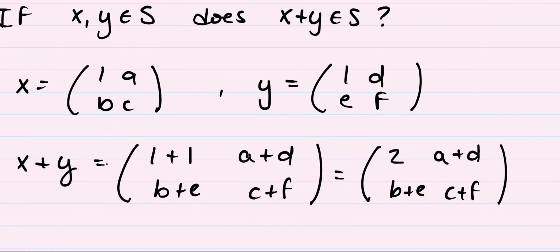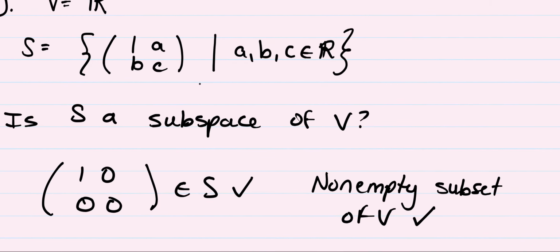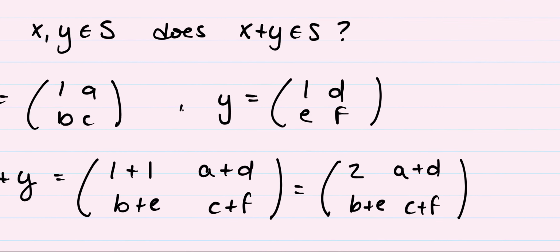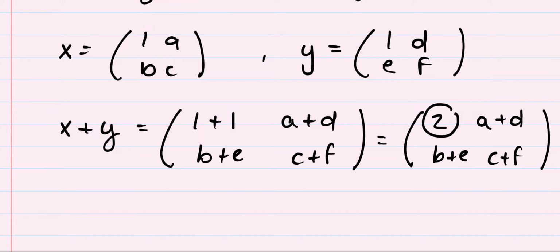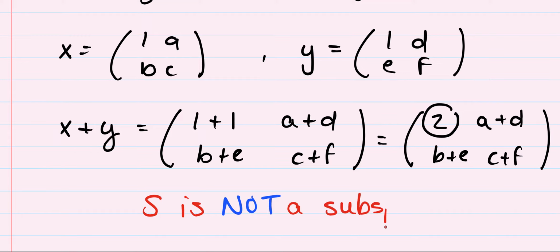Now, does this belong to our subset? Let's look back at it. These can be anything. They don't depend on each other. But this has to be a 1. You can see that these don't depend on each other, but this is not a 1. So this does not belong to S. There's no reason to check if scalar multiplication holds because one of the properties doesn't hold, so we're done. So we can say S is not a subspace of V.